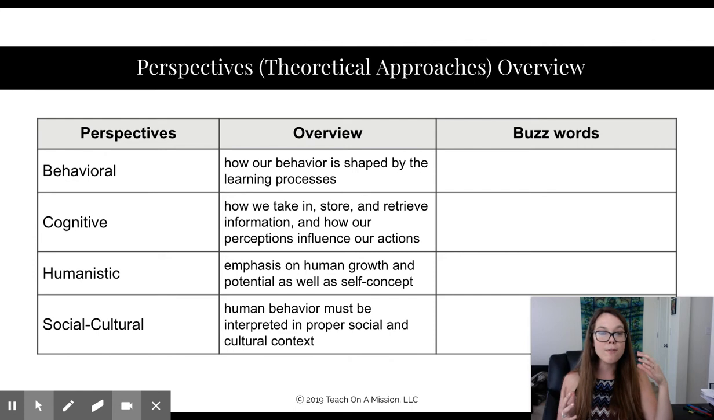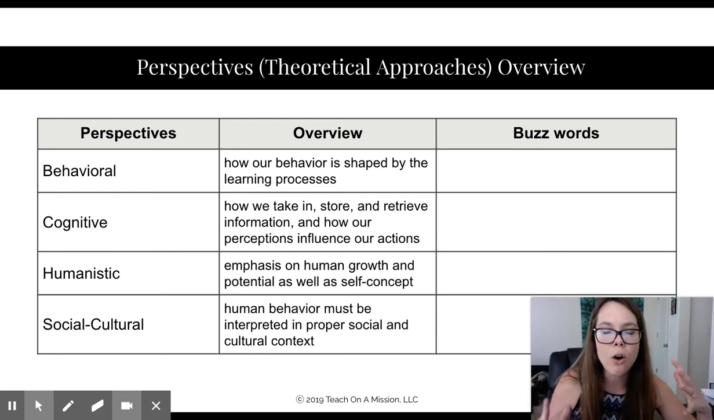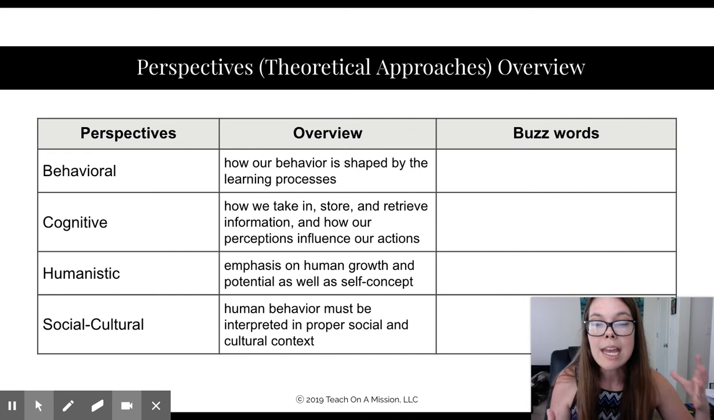Humanistic, putting that on, is the emphasis on human growth and our potential to change and our self-worth. If you've ever heard of Maslow's hierarchy of needs, he's a part of the humanistic perspective. In this perspective, all humans are innately good until there is some reason, some environment changes that may cause lower self-esteem.